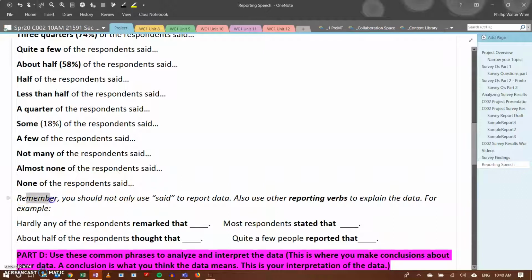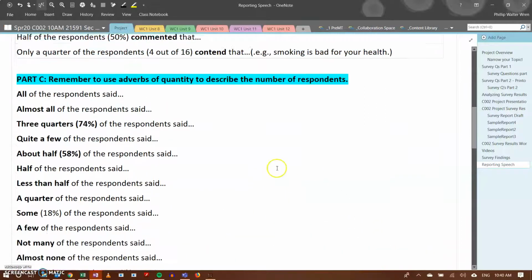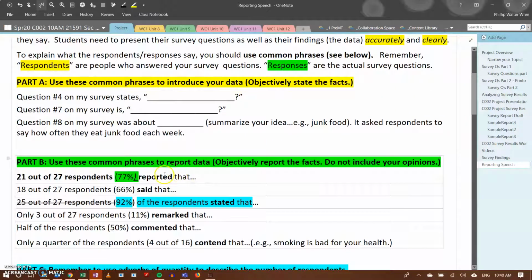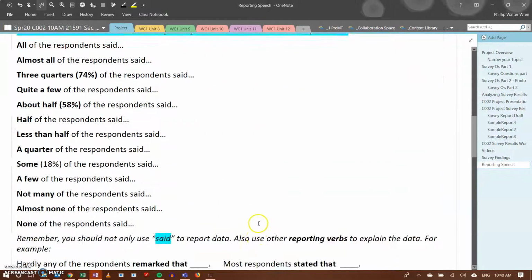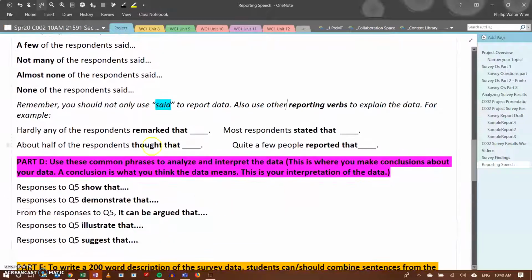Remember as well, you should not only use said to report data. Use the other reporting verbs to explain data. For example, hardly any of the respondents remarked that. About half of the respondents thought that. Most of the respondents stated that. Quite a few people reported that. I recommend that each time you use one of these words, use the next one in the list until you get all the way through. Then go back and start over again. So that way it's more interesting to read. If you just keep saying remarked that, stated, remarked that, it gets a little boring.